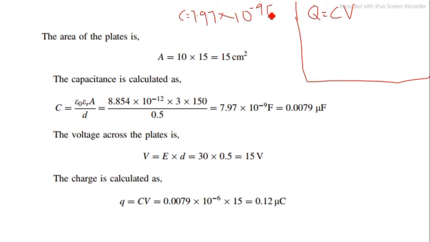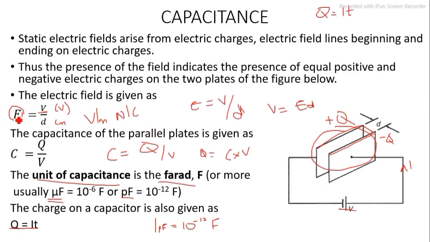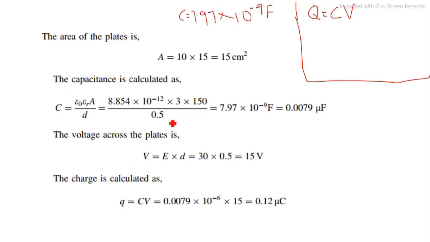Do we know our voltage? No, we are not given our voltage, but we are given our electric field. From the formula for electric field, we know that the electric field E is voltage over distance. Making voltage the subject, our voltage is E times D. So what's the electric field?